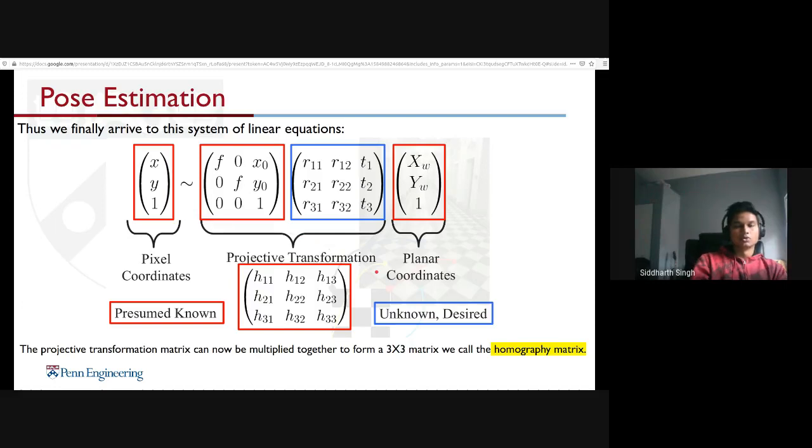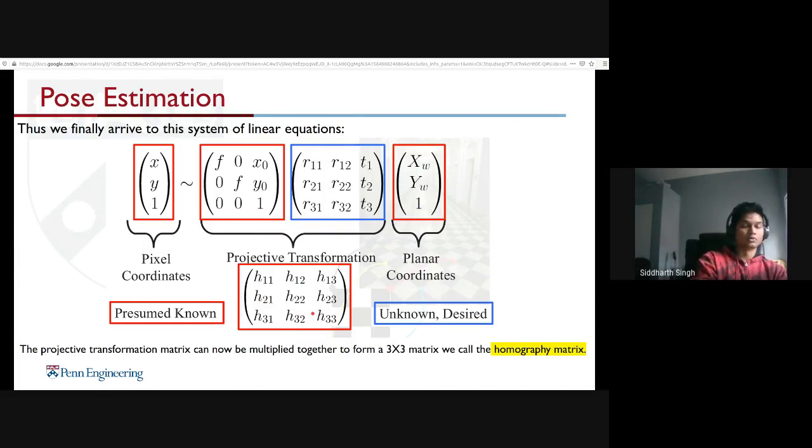So what do we know? We know that we will have the correspondence. So this and this and this are presumed known, and this thing, R and T, is unknown, and this is what you want to find. The homography is also known to us.